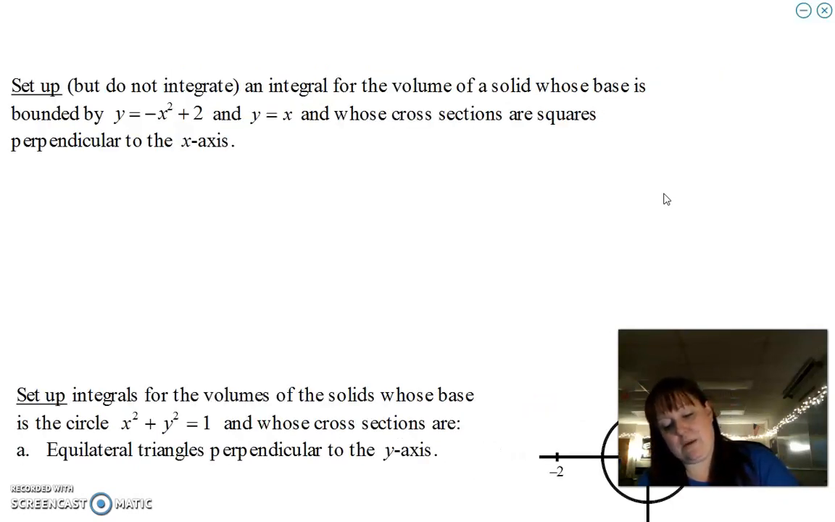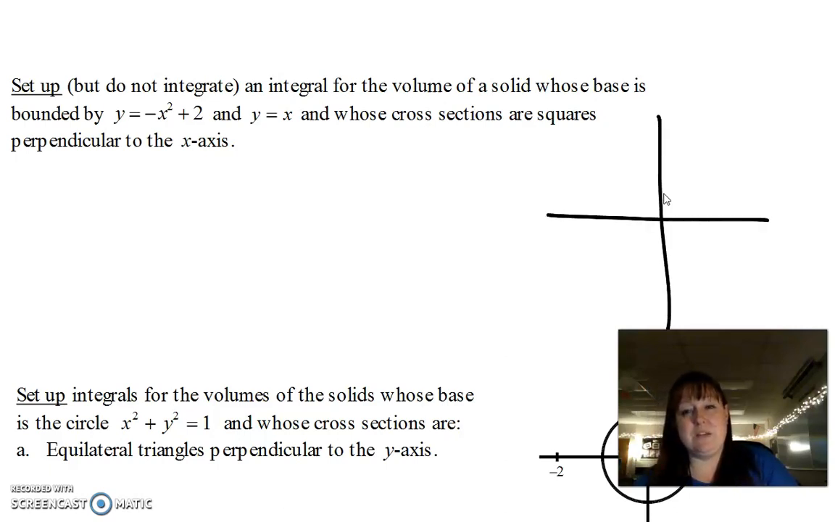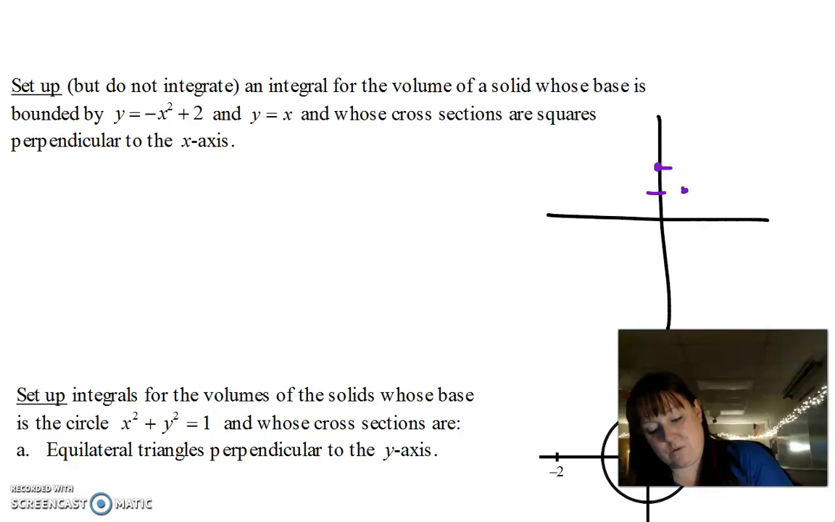And so you're going to think way back to pre-calculus and earlier in the semester where we remember transformations, because that's going to help us quite a bit here. So the first one is a parabola facing down, shifted up 2. So our parabola is going to go 2, 4, 1, 2, 3, 4. So it's going to go kind of like this.